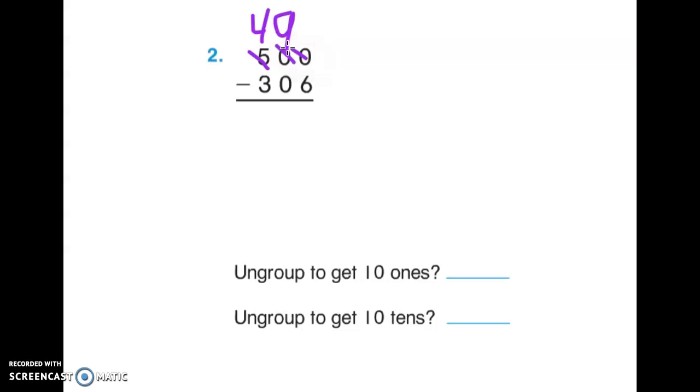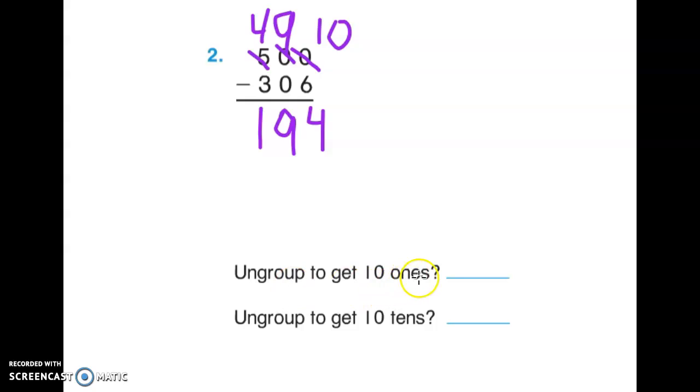9, then this 0 becomes a 10. 10 minus 6 equals 4. 9 minus 0 equals 9. Those are nice easy ones. And then 4 minus 3 equals 1.